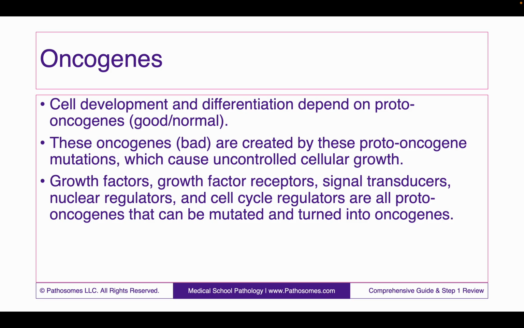Regarding oncogenes, cell development and differentiation depend on proto-oncogenes, which are good/normal. And these oncogenes are bad. They are created by these proto-oncogene mutations, which lead to uncontrolled cellular growth. Growth factors, growth factor receptors, signal transducers, nuclear regulators, and cell cycle regulators are all proto-oncogenes that can be mutated and turned into the bad oncogenes that lead to neoplasia.